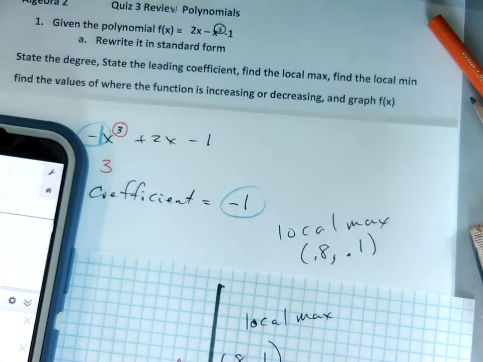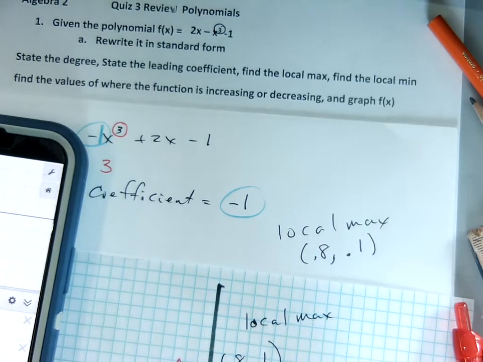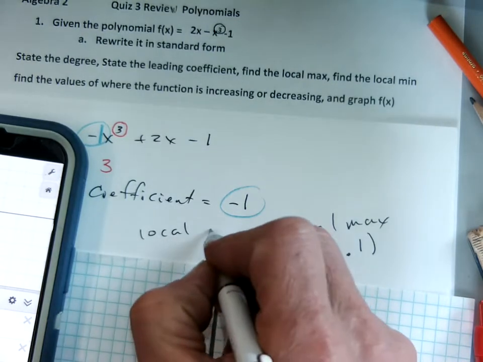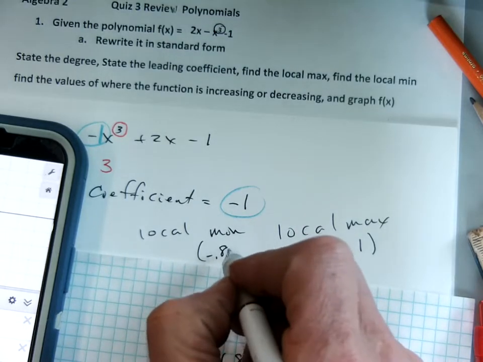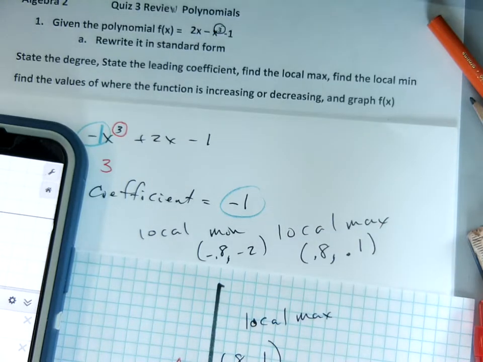So max, local min, local minimum. Local minimum is at about negative 0.8, comma, negative 2, about, okay? Top of the hill, max, local max. Bottom of the hill, min, local min, okay?